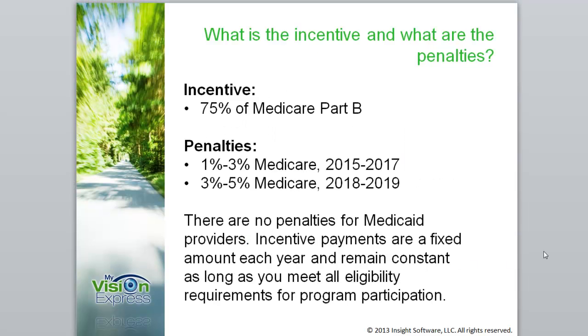Now the incentive is 75% of Medicare Part B. After 2015, there are penalties that will apply. So you have 1 to 3% from 2015 to 2017. Then you have 3 to 5% for 2018-2019. As far as Medicare, there are no penalties. Incentive payments are a fixed amount each year and do remain constant as long as you meet all eligibility requirements for program participation.